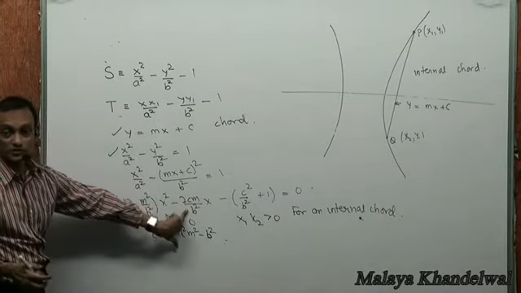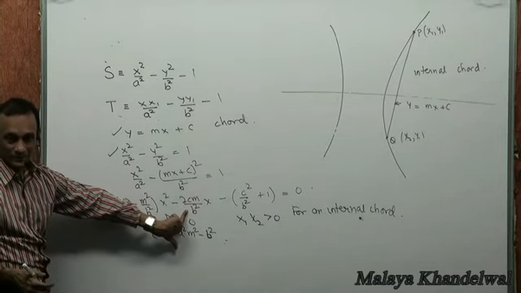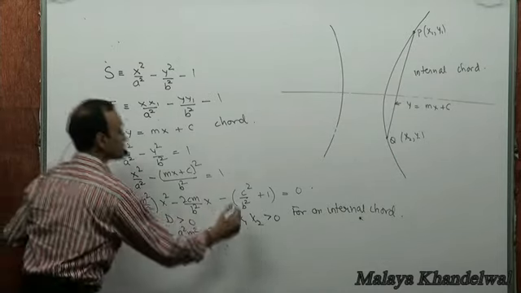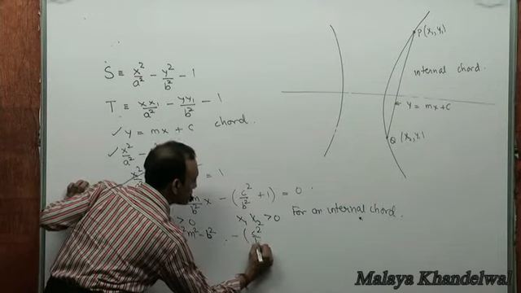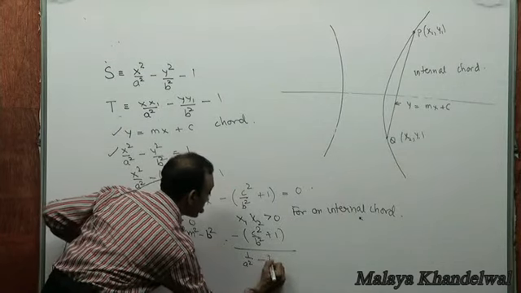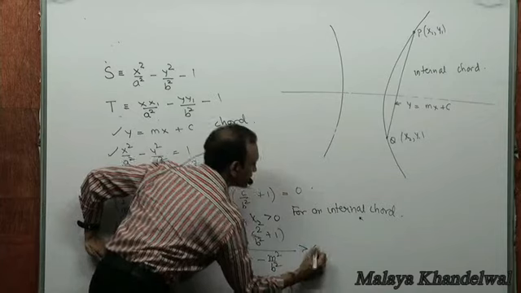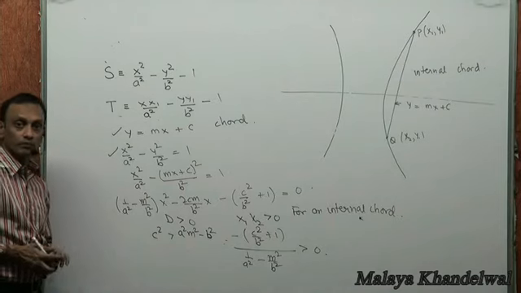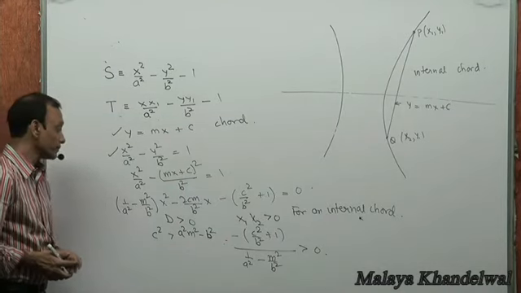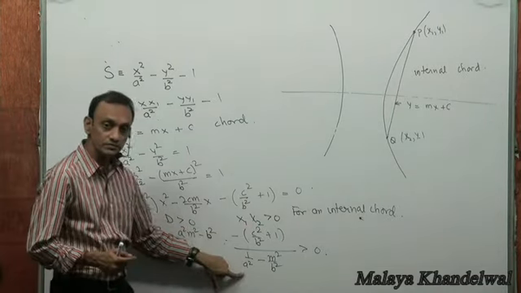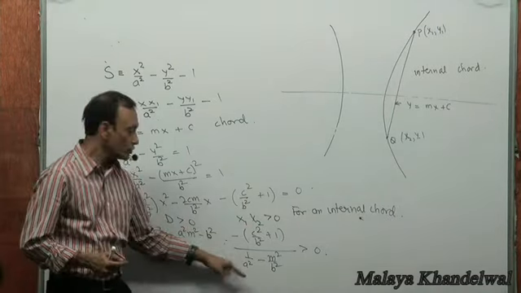That means the product of the roots must be greater than 0 for an internal chord. What is x1 x2? The product of the roots is c squared by b squared plus 1, divided by 1 by a squared minus m squared by b squared, and it must be greater than 0 for an internal chord. Yes or no? This ratio is positive. Numerator is positive, so the denominator must be positive.